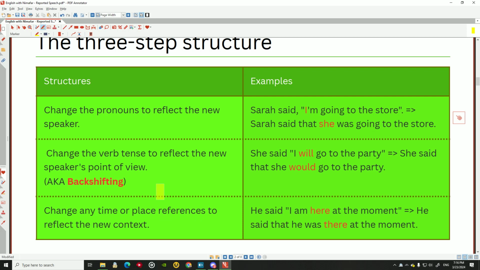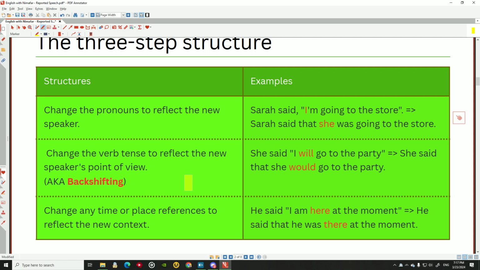Next, change the verb tense to reflect the new speaker's point of view. We also call it backshift or backshifting. We shift back, that's the meaning. That's why you see all of them are in the past tense. So she said, "I will go to the party." She said that she would go to the party. We changed that.